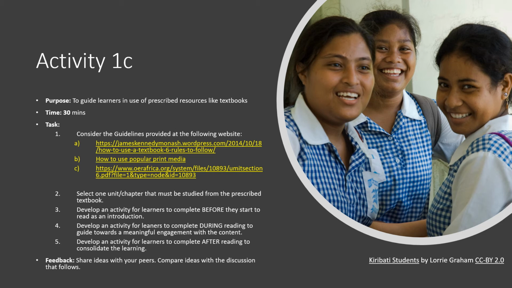The key thing that we want you to take away from the activity is that for a student to work independently with a prescribed textbook, you need to get them thinking about the issue before they start to read. You need to guide them towards what they should be doing while using the prescribed resources. And then you need to get them to reflect on what they have learned after they have worked through the chapter of the prescribed textbook or after they've watched a video.